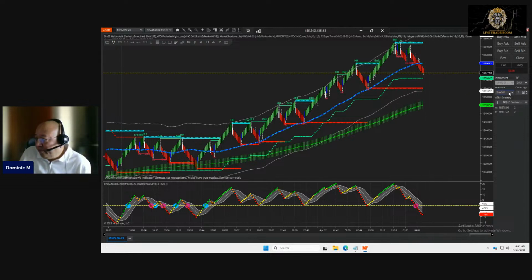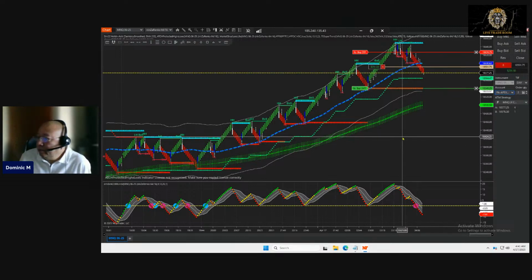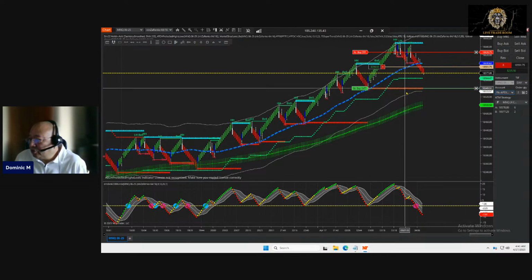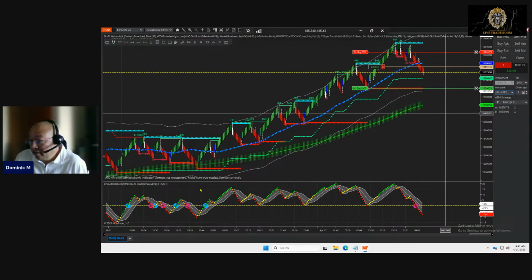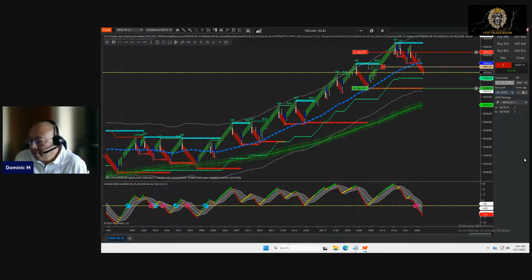Now, if I had this right now, this is where my entries are, right? Wait, hold up. That's the wrong one. Yeah. There. See? I'm basing on that structure right now. I'm hoping it's going to break the indicator, right? It may bounce off that because usually it does, like it did here. See this? So once I get a reversal candle, I'm out. But I'm basing it also on where we are on the MACD.